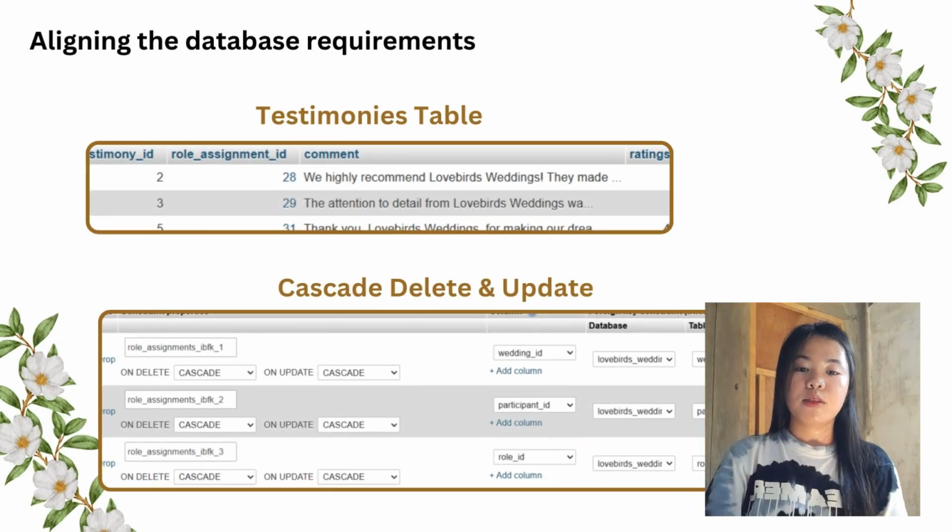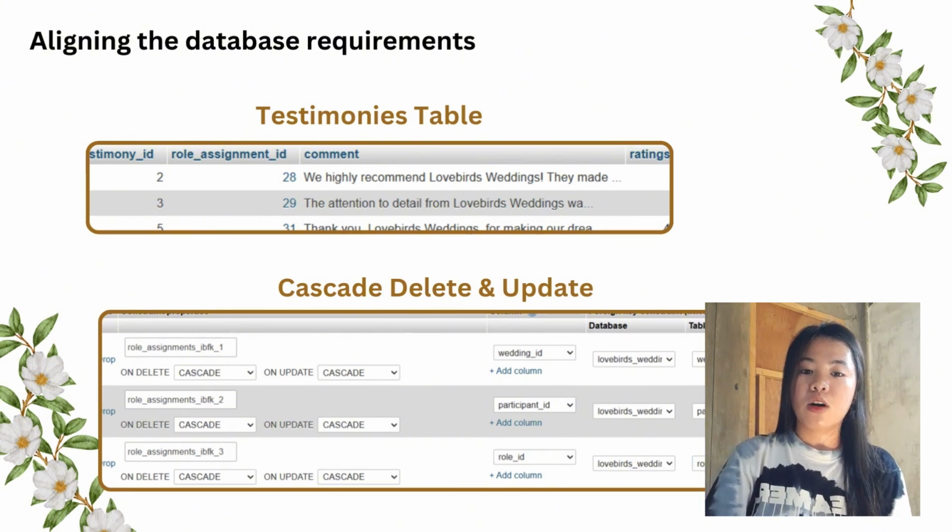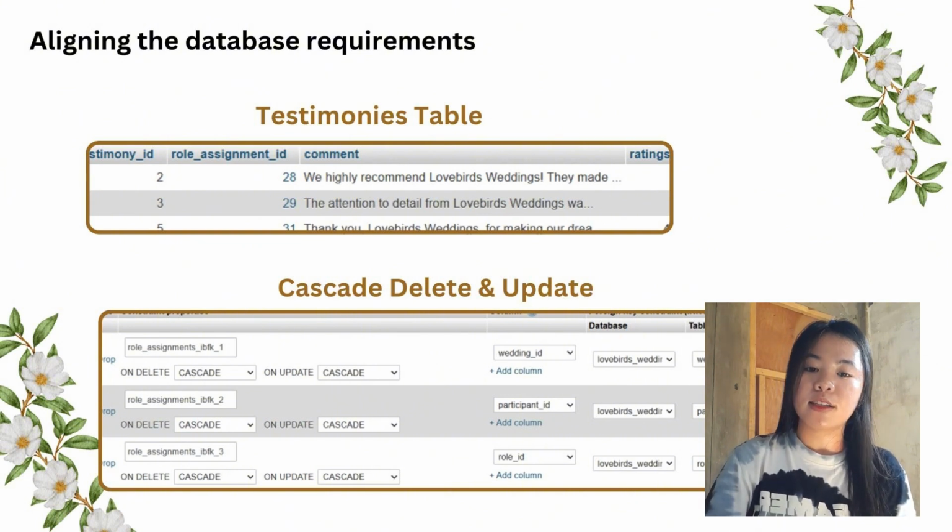And for the testimonies table, we opted to match the testimony data, which is the comment and ratings, to the role assignment ID, which means that the same participant, even across weddings, can add as many testimonies as they want, based only on the roles assigned to them. For referential integrity, we made sure to turn on cascade delete and update while making sure that our business cases are not violated at the same time.